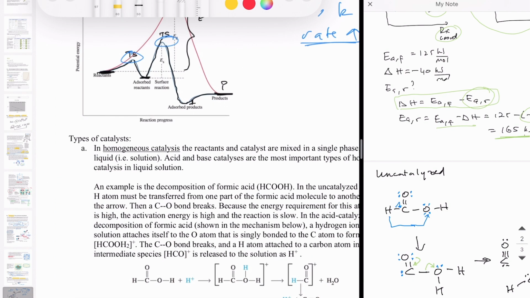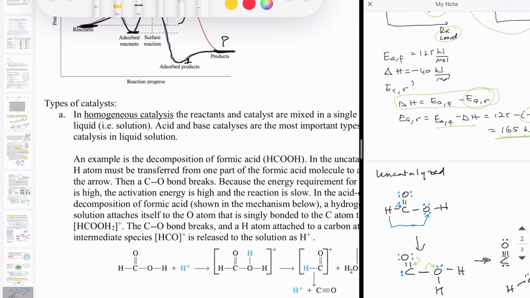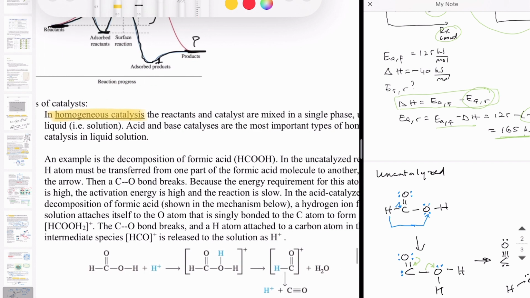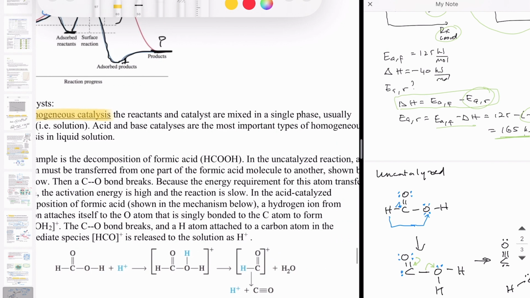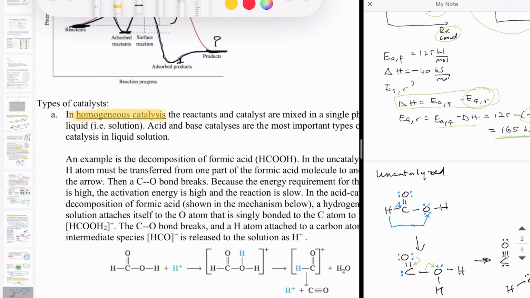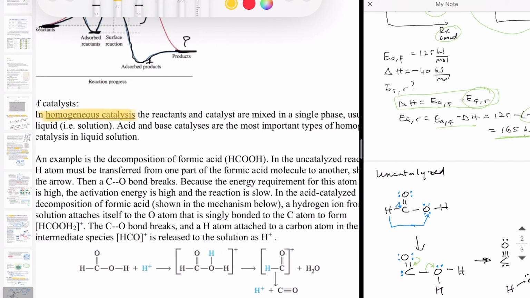Now, there are two different types of catalysts that could occur. The first one is what we call homogeneous catalysis. This means the reactants and the catalysts are in the same phase, same state of matter. So usually they're all aqueous. That would be the most common one in homogeneous catalysis. We often see either acids or bases acting as catalysts in this context. So you would say it's an acid catalyzed reaction or a base catalyzed reaction because an acid or a base is added to make that reaction go faster.